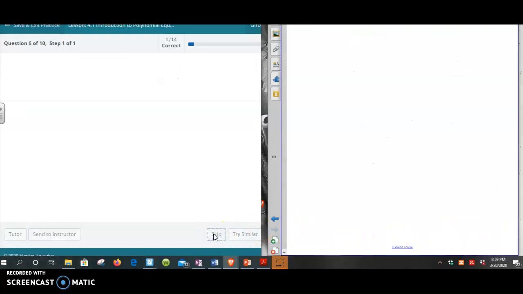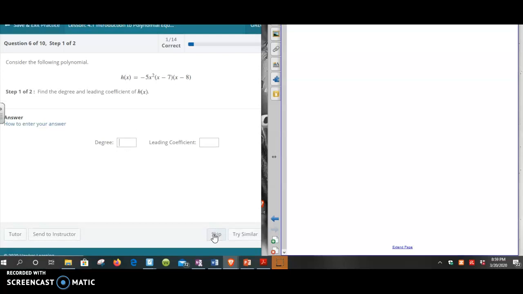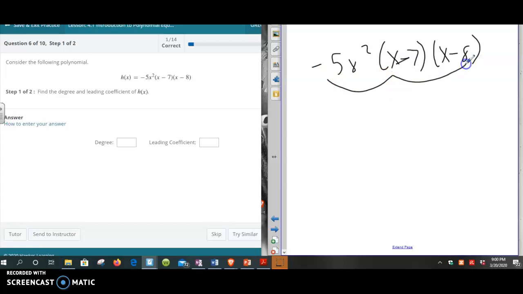All right, next one. What do we got here? We got find the degree, two-part question. Well, we know this by now. Actually, we do not. We do, but now you might notice that the function's given to us differently. They give us negative 5x squared times x minus 7 times x minus 8. Now this is in factored form, so we have to get a polynomial in standard form, which means we have descending powers, which means this is not in the proper form. We have to multiply this out.